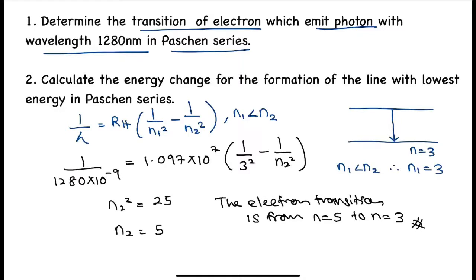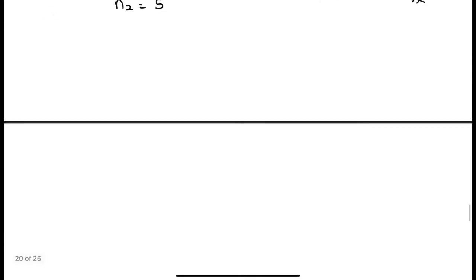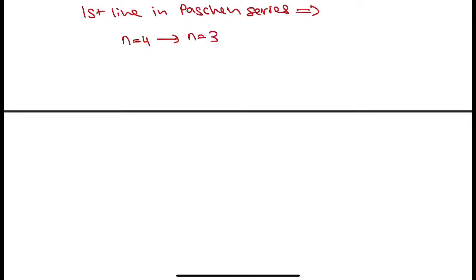Now let's look into the second question. Here, you are required to calculate the energy change for the formation of the line with the lowest energy in the Paschen series. Do note that formation of the first line in a line spectrum has the lowest energy. Therefore, the first line in Paschen series would be the transition of n equals 4 to n equals 3.